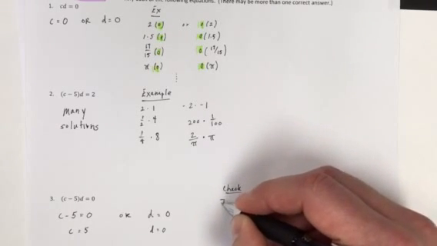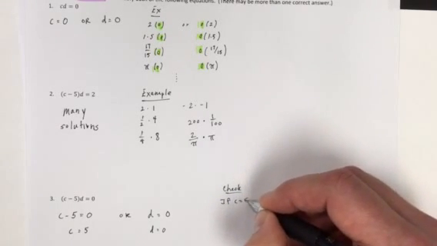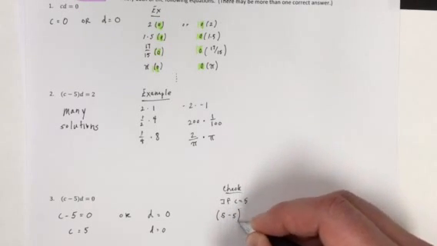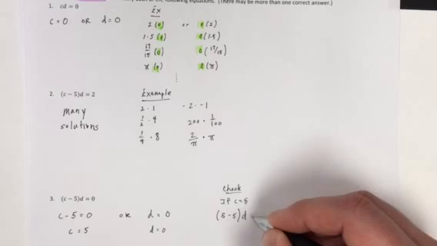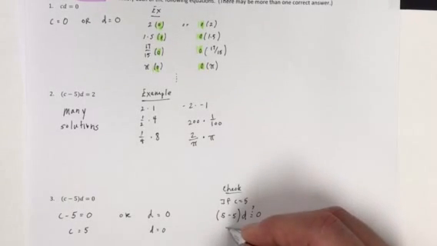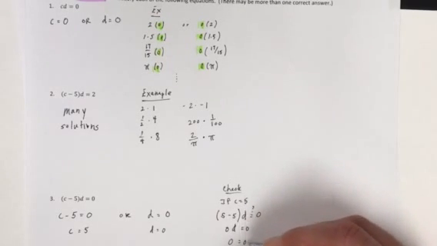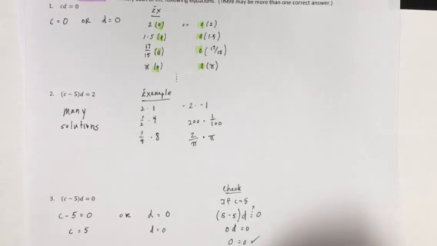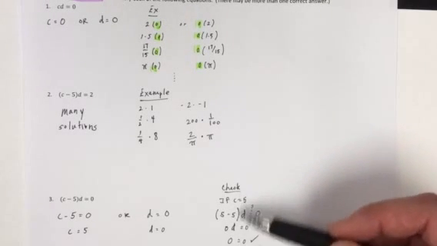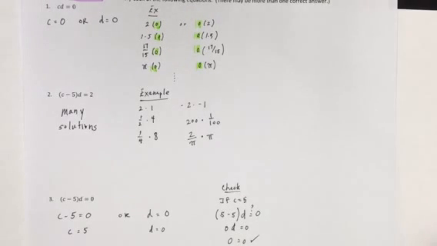So if C equals 5, I'll get 5 minus 5 times D. Is it 0? Well, 5 minus 5 is 0. 0 times D would be equal to 0. So in fact, it doesn't really matter what number D is. It can be any real number. But it's going to turn out that this product is equal to 0.